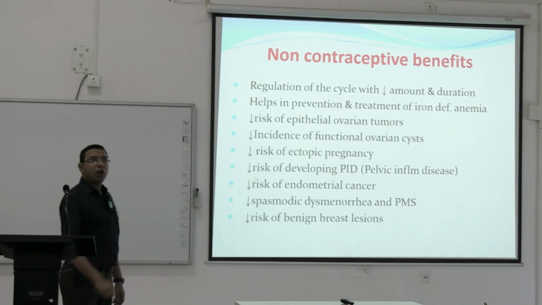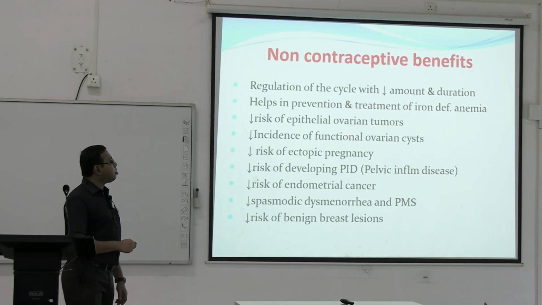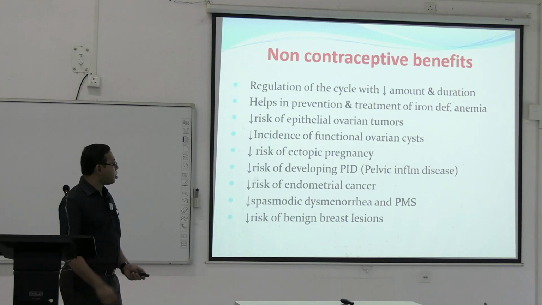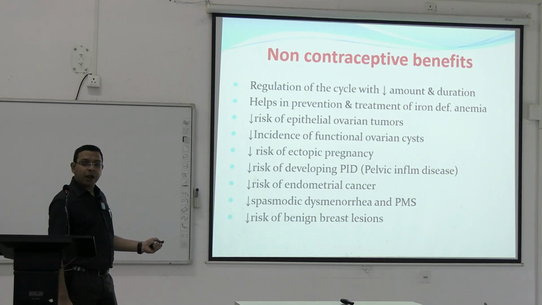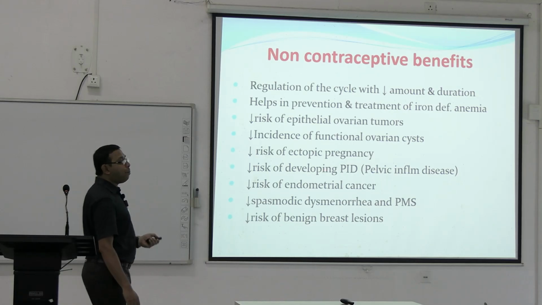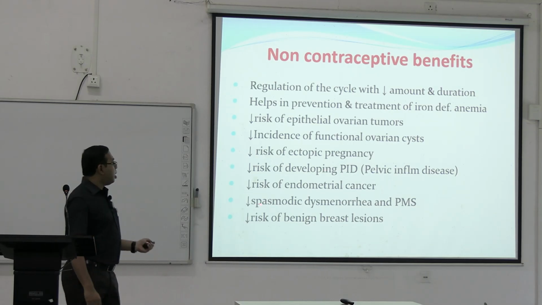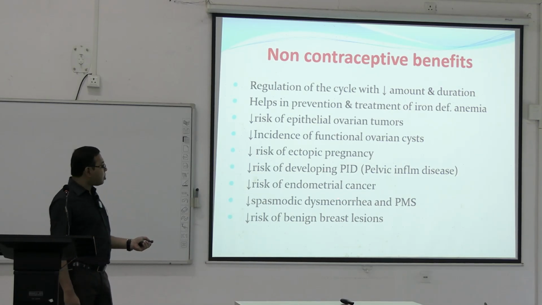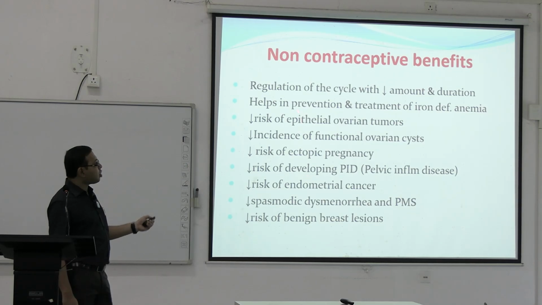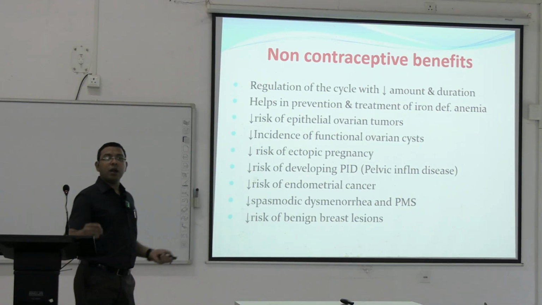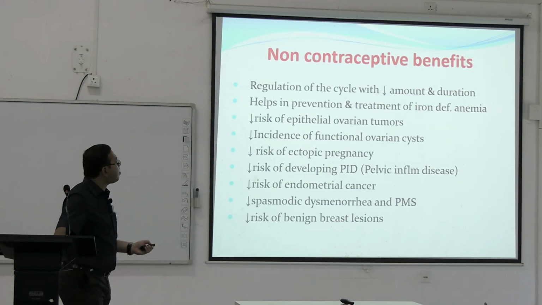Decreased risk of epithelial ovarian tumors, decreased incidence of functional ovarian cysts, decreased risk of ectopic pregnancy, which is very dangerous, decreased risk of developing pelvic inflammatory disease, decreased risk of endometrial cancer, spasmodic dysmenorrhea and premenstrual syndrome, and decreased risk of benign breast lesions. So this is very important. All these problems are decreased when the contraceptive pill is used continuously.